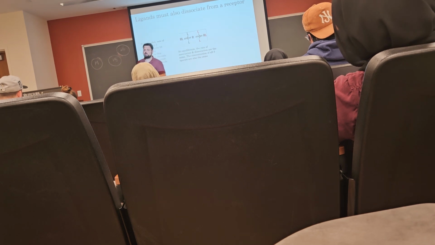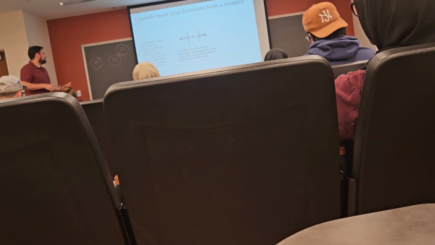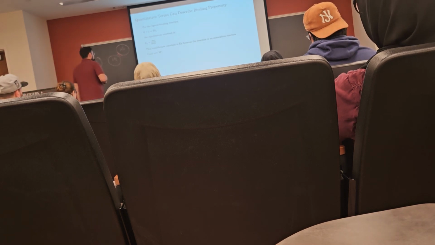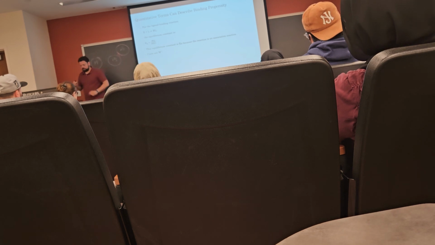So what we can say is that at equilibrium, actually nothing is happening, all right? Nothing is happening, meaning that at equilibrium, the rate of association and dissociation are the same, and so the concentration of all three species remain the same, okay? So we can describe binding propensity or fractional saturation quantitatively, so in number terms, right?